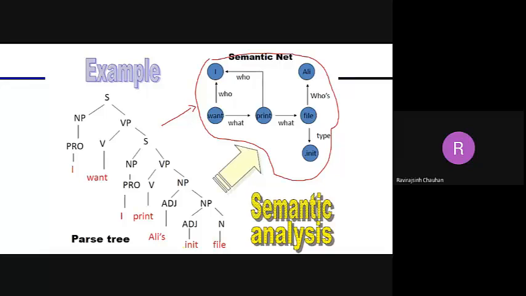So I want to print Ali's init file. You can convert that want and I. We can create a relationship between want and I. Who want? So the relationship is who. Want what? I क्या चाहता है? I want to print. And who wants to print? I. So that is the relation. Print क्या print करना चाहता है? Printing the file. किसकी file? Whose file? And which type of file? So from this diagram, you can understand the meaning of the sentence by asking who, what, how, right?